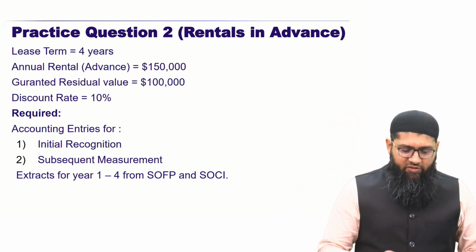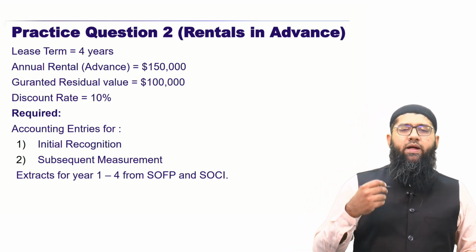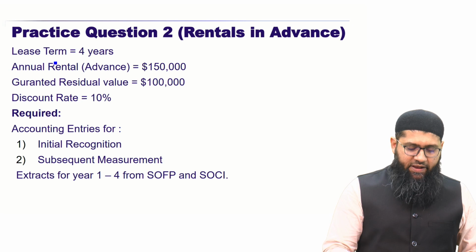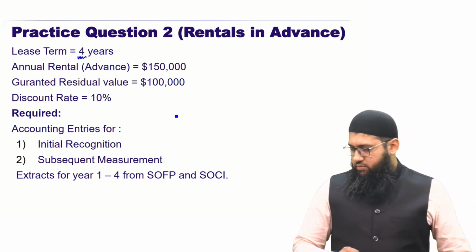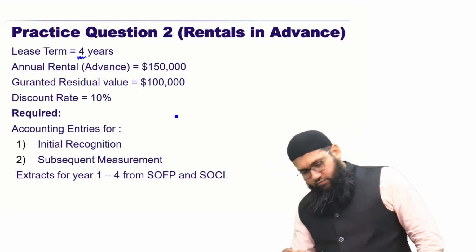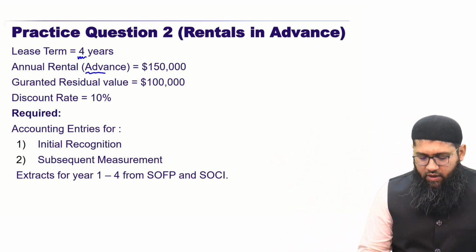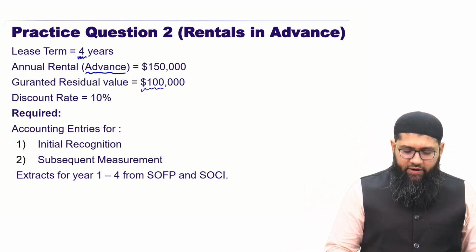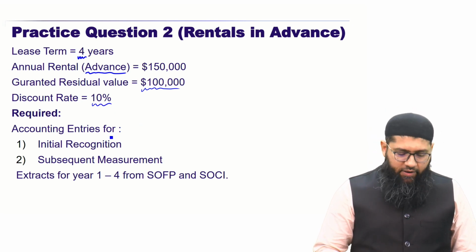So practically speaking, this is how the case is in the majority of lease agreements, that you pay the lease rentals in advance. For example, there is a lease term of 4 years, and in addition to this, it says that the annual rentals which are paid in advance are 150,000, the guaranteed residual value is 100,000 and the discount rate is 10%. And what else is there?